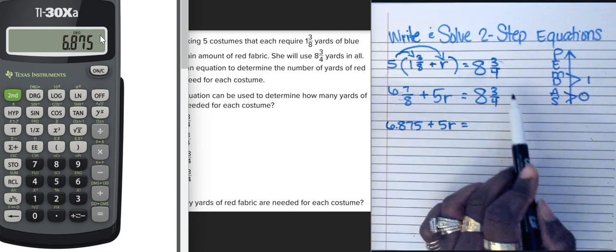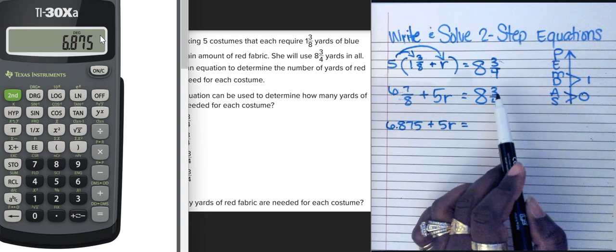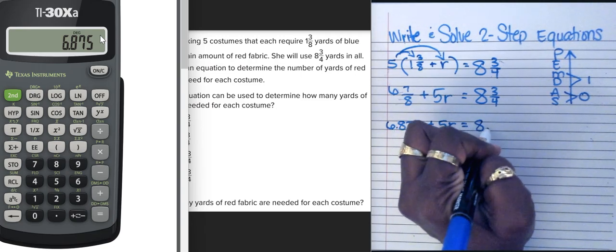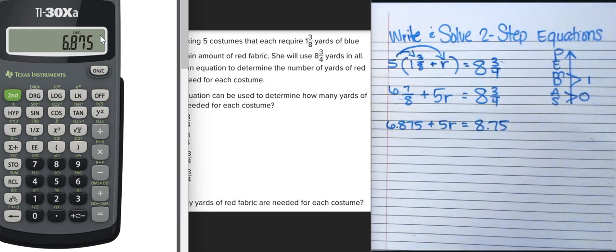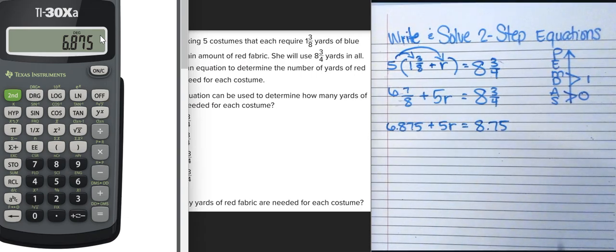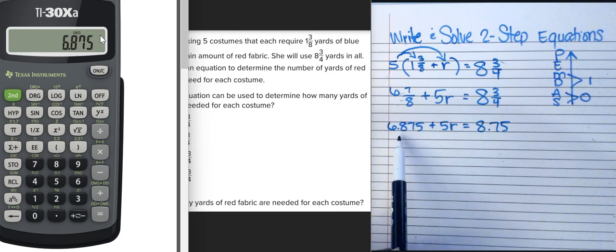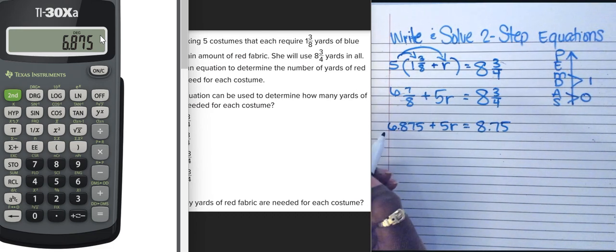So hopefully you know your quarters by now. So 3/4 would be 0.75. So this is the same thing as 8.75. Okay, that looks a little cleaner to me. Now, the question I want to ask is, do we have our variable isolated? Well, it's not, because we're multiplying by 5. In addition to that, we're also adding 6.875. So we're going to work our way up in reverse order using PEMDAS for us to solve for it.